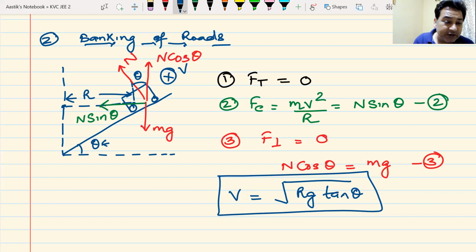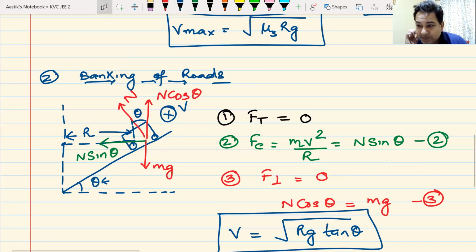And even if you look with your eyes closed, you can see the relation between them. If you can remember any one of these, you should be able to remember the second one because they are very closely related to each other. See, open your eyes and see. Instead of tan theta, you have mu s, and tan theta and mu s are also related to each other.